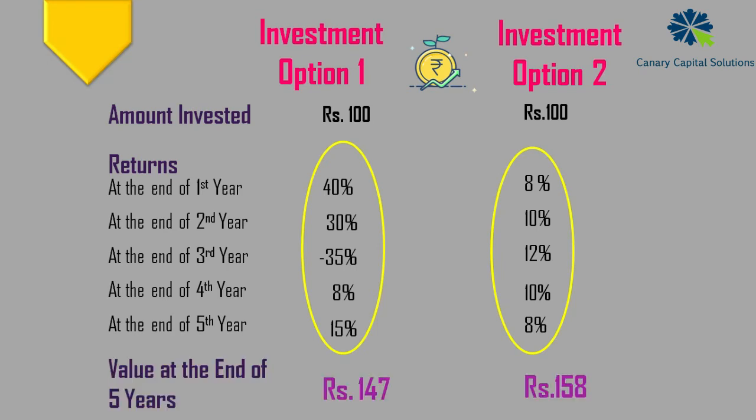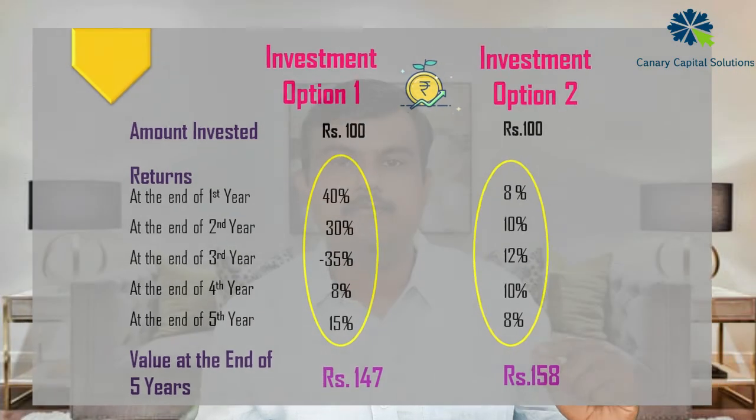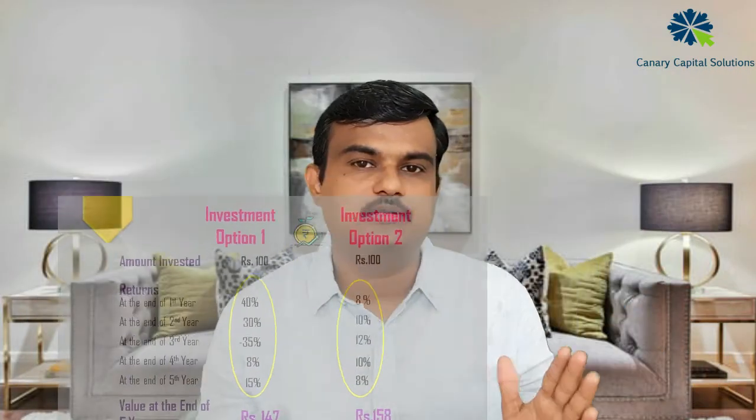The value of your 100 rupees in option 1 at the end of the fifth year would have become 147, whereas under option 2, your value of 100 rupees would have become 158. Hope it is very interesting. Though option 1 gave you super returns year on year, one bad year could have actually taken out most of your return. So it is not about taking risk, it is about managing your risk.